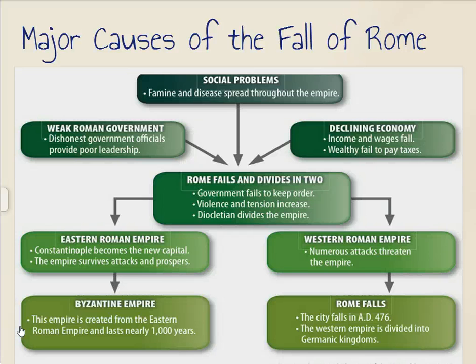The Romans did towards the end. Dishonest government officials provided poor leadership. Declining economy, that's a debatable topic as well, when you compare to us in modern times as an American nation. What I want for you on the three paragraphs is to gain your thoughts of current events compared to what we learn about the Romans.